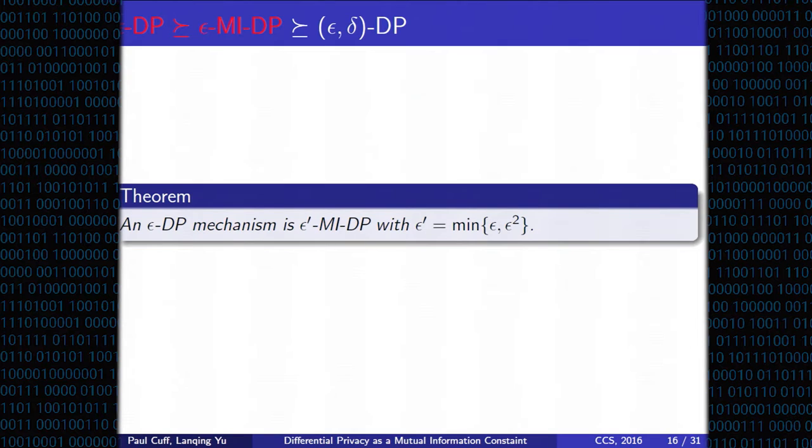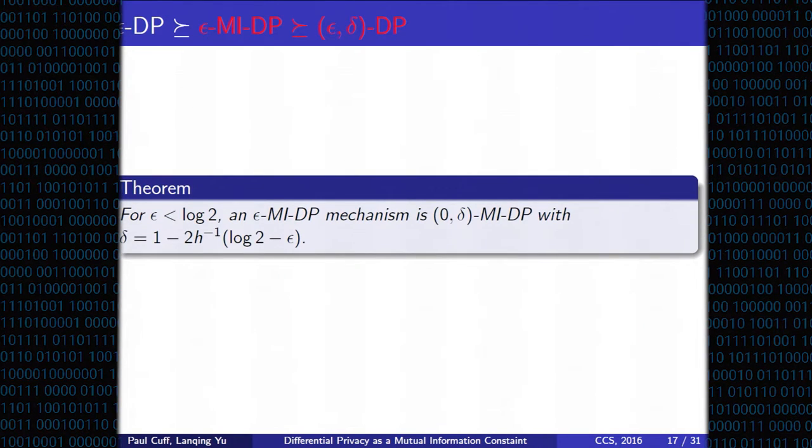This first implication is stated in the following theorem. As you can see, an epsilon DP mechanism is epsilon prime MIDP with this constant. It has something linear and something quadratic. So with this theorem, it's already possible to recover all the previous claims I listed in the previous slide. What I want to emphasize here is that this theorem gives an answer to the second question I just asked: how should we interpret the epsilon parameter in epsilon DP? This theorem tells us we can interpret that epsilon as a conditional mutual information constraint, just like our title says.